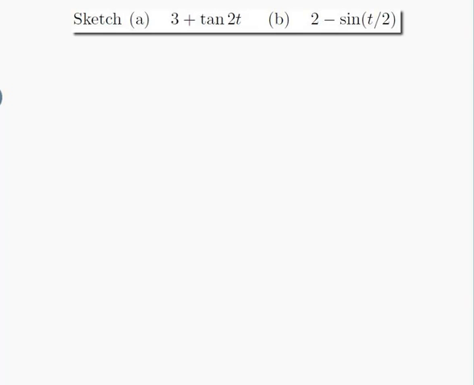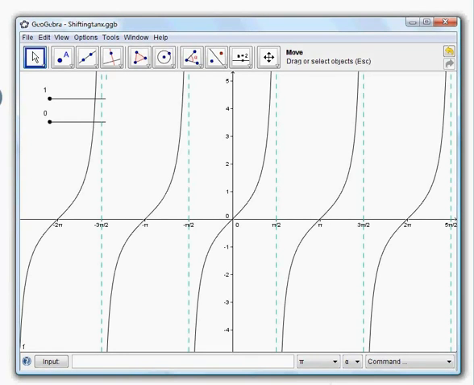This question is: sketch A, 3 plus tan 2t, and B, 2 minus sine t on 2. As usual, because it says sketch, I could get my computer to draw it and copy those answers down as my answer. Here is what my computer does when I ask it to draw tan t.